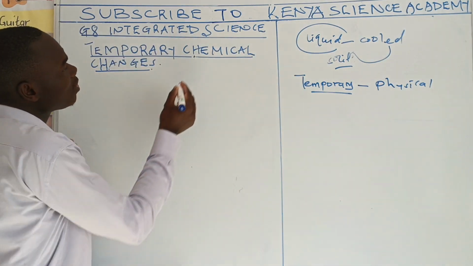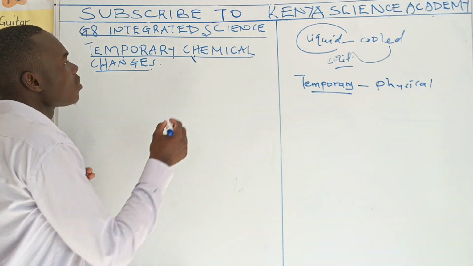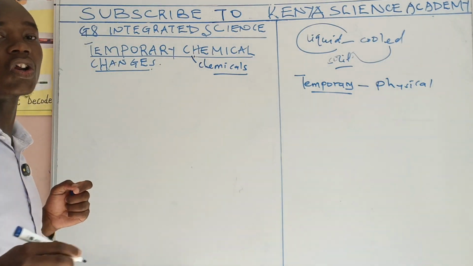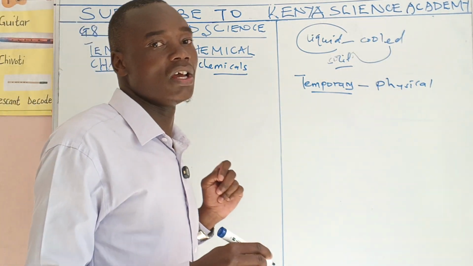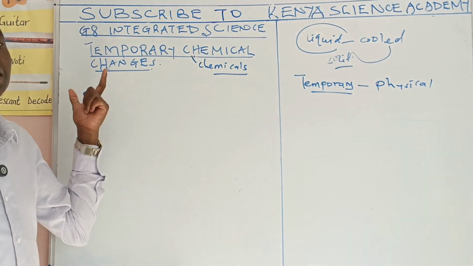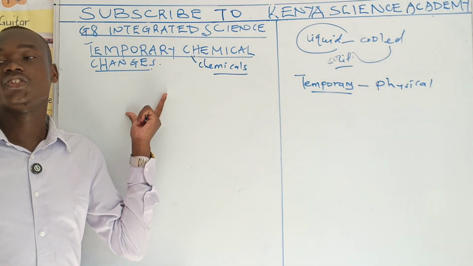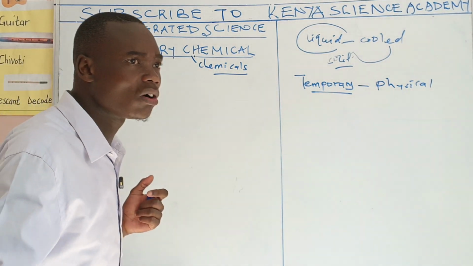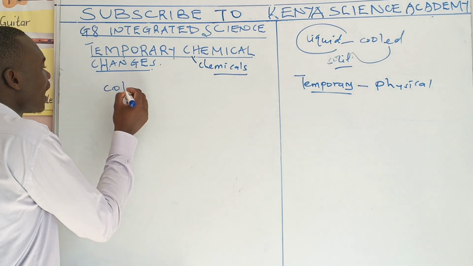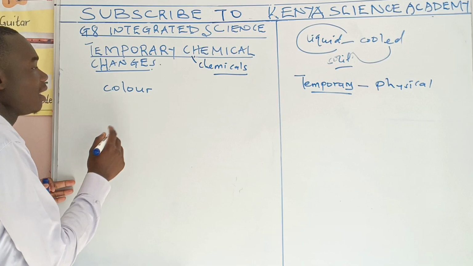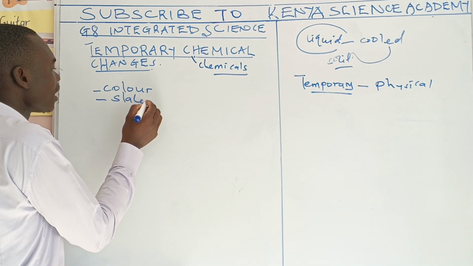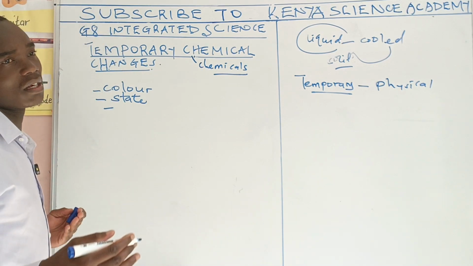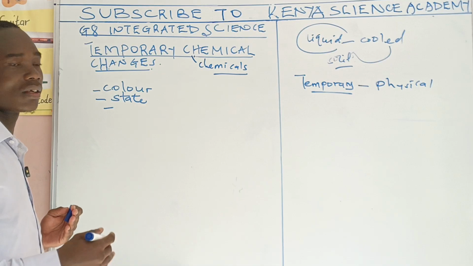But in this case, we want to talk about chemical changes. So there must be involvement of chemicals. There must be some chemicals in this particular change to testify that indeed this is a chemical change. Now, there are certain chemicals that change in terms of color. Remember, I talked about how these changes can be in terms of color, in terms of state, in terms of appearance. Those are some of the characteristics of something that has changed.